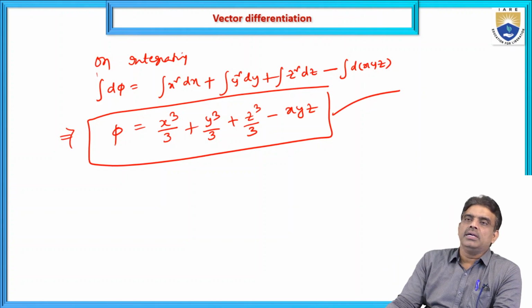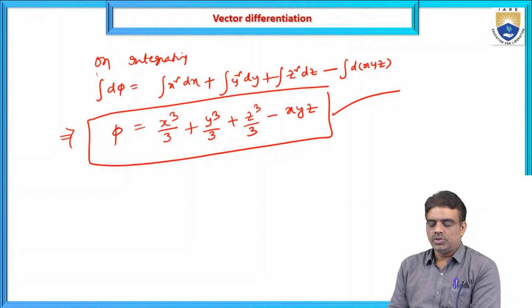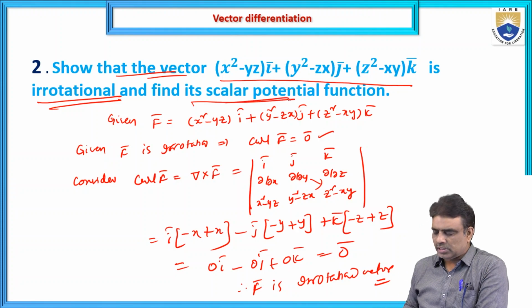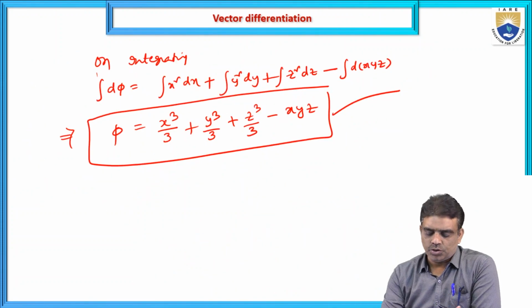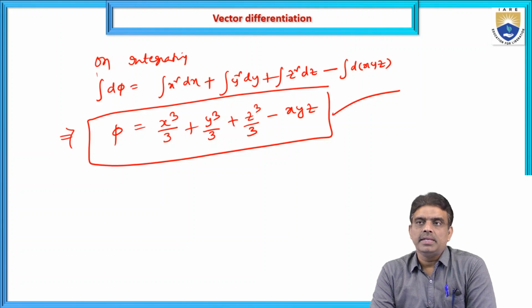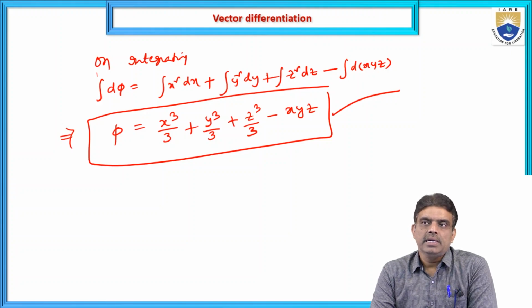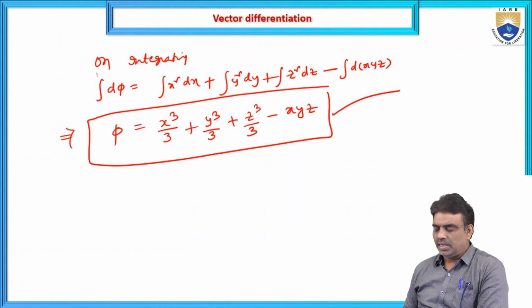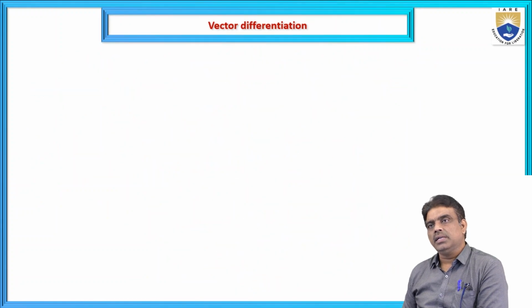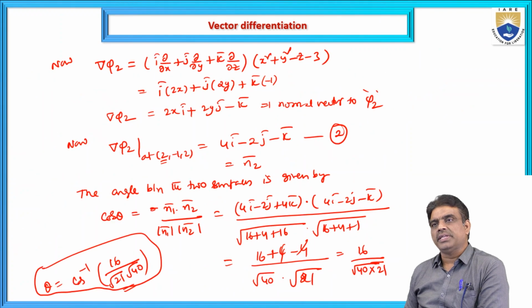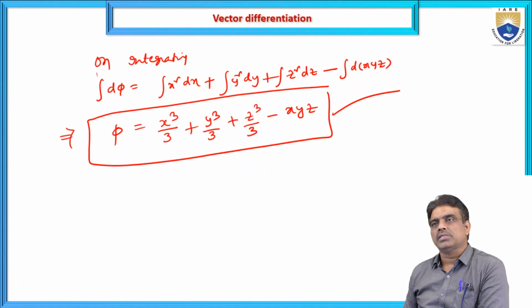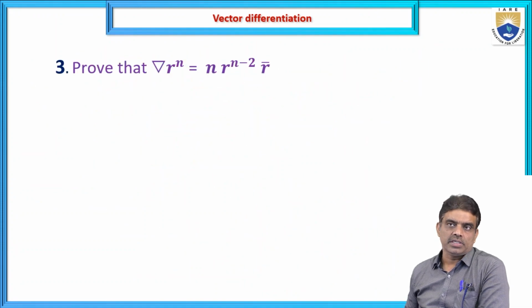This is the scalar potential with respect to F bar, where F bar is the irrotational vector. So this is what is asked in the question: find the scalar potential. The scalar potential is φ, which is obtained as x cube by 3 plus y cube by 3 plus z cube by 3 minus xyz, which is the required solution for the given problem. Right, so the first question comes under the angle between the two surfaces, and the second question is showing that the vector is irrotational and also finding the scalar potential.